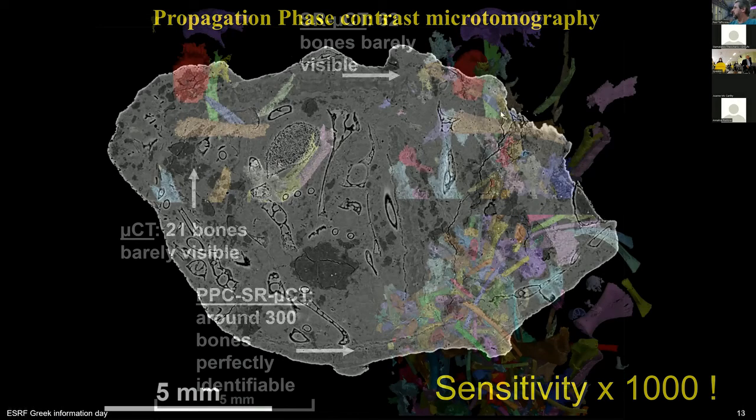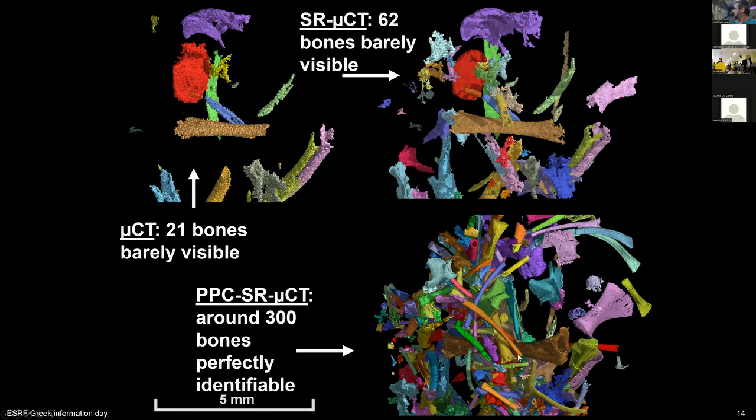Here you have a synchrotron, but in absorption mode. And the last one is synchrotron with propagation phase contrast. You can clearly see why it is making such a big difference for X-ray imaging on difficult samples. So these two examples were on quite small samples. Let's go to something much larger.